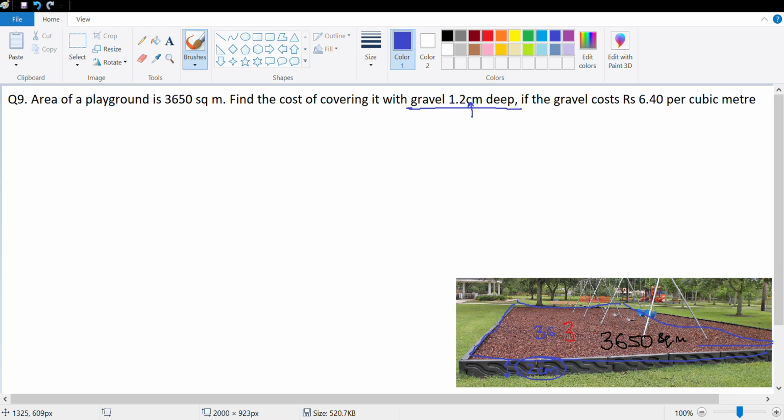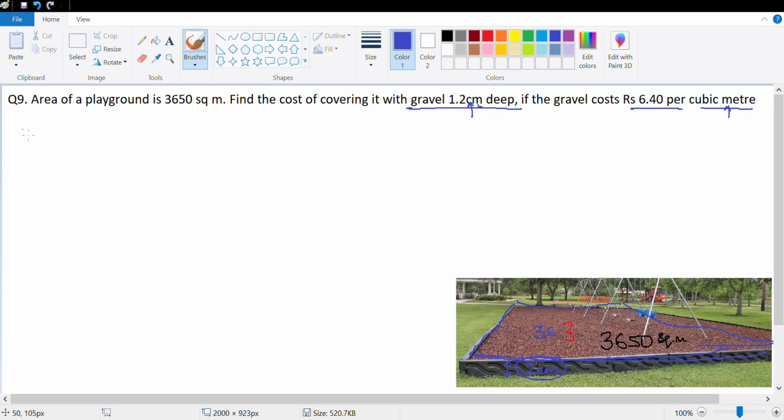So they want to make it in the form of a cuboid, which is length and breadth is given, and now the height is 1.2 centimeter. If the gravel costs rupees 6.40 per cubic meter. Again, this is given in meter. The only thing given in centimeter is this one. So I'll have to convert the height. So if I look at this, the area is given, which is length into breadth is already given. Height is given now. So I can calculate the volume.